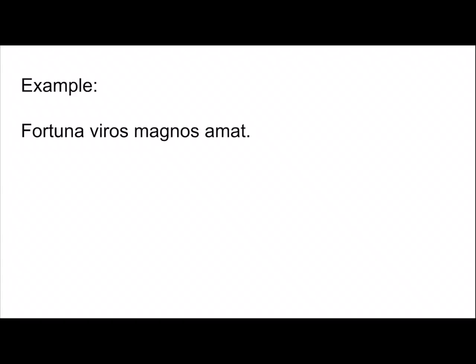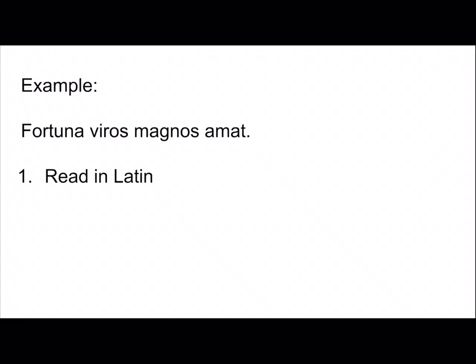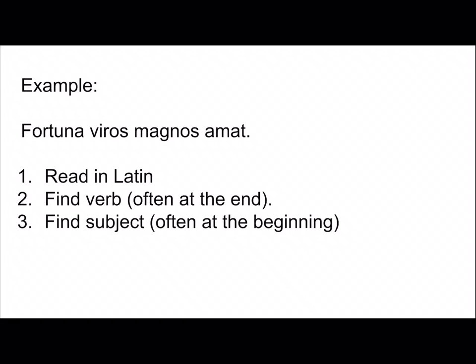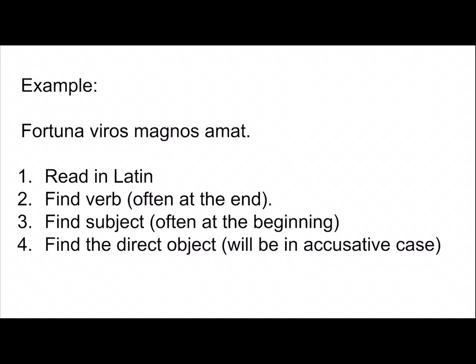Let's look at an example. Fortuna viros magnos amat. That's our sentence. Read it in Latin. Fortuna viros magnos amat. Number 2, find the verb. It's often at the end, and sure enough, amat is there at the end. 3, find the subject. Often at the beginning. Yes, Fortuna amat. Perfect. And 4, find the direct object. It's going to be in the accusative case, and right there in the middle of the sentence we have viros, which is indeed the accusative case, the accusative plural.